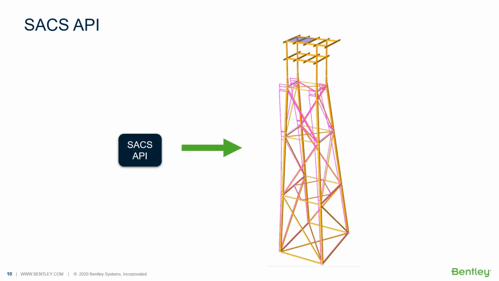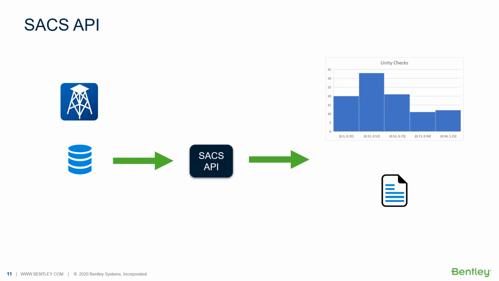We can use the API for load generation. If Sacs doesn't support a complex loading, you can use the Sacs API to generate the loading and apply it to the structure as member and joint loads.